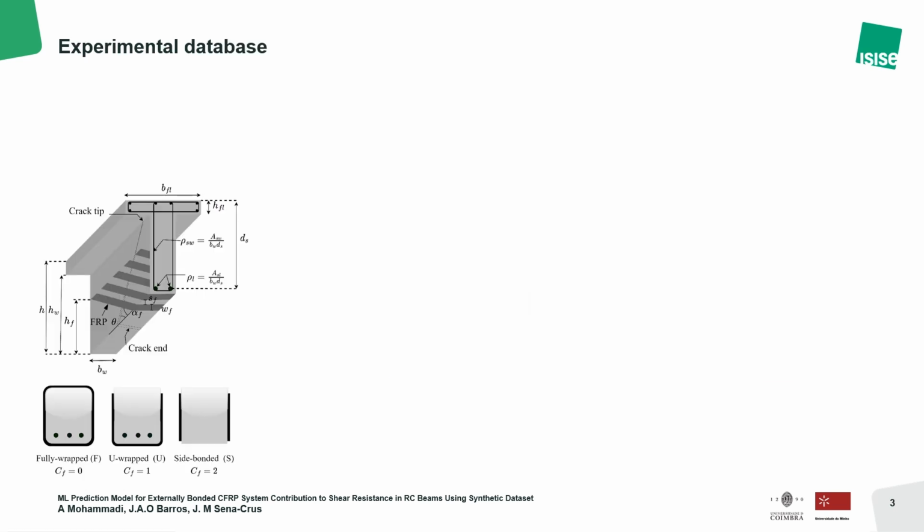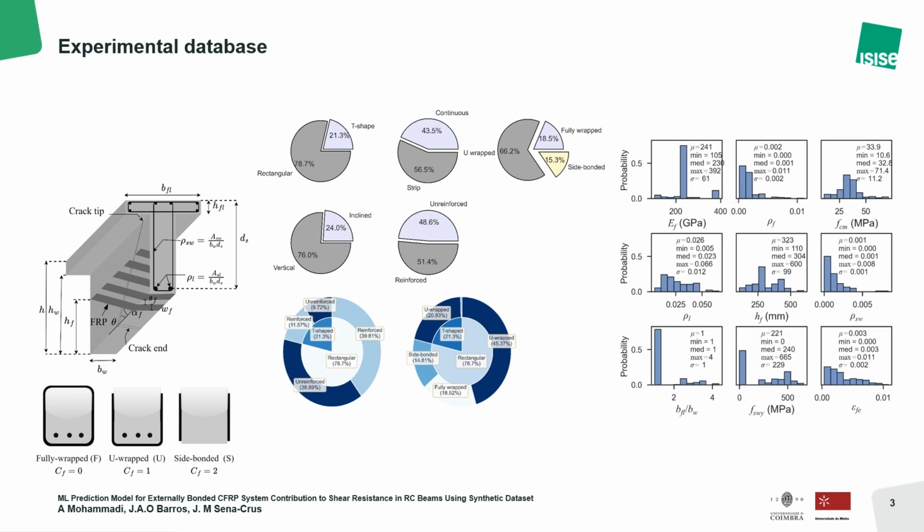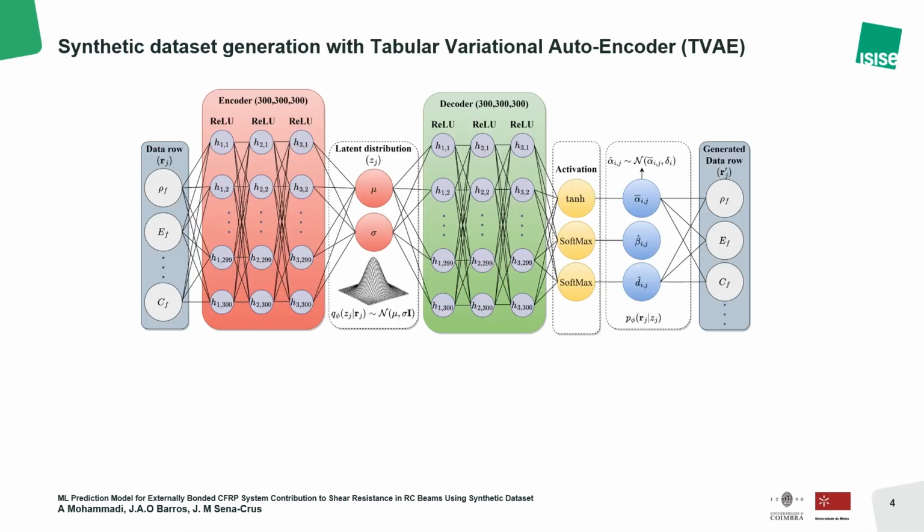The design space of this strengthened beam is so complex that it requires a huge database. And as you can see in the right-hand side plot, there are some rare events and there is some lacking data in the database. And also you can see that these parameters are not following a very specific mathematical distribution type. So this is where the tabular variational autoencoder comes in.